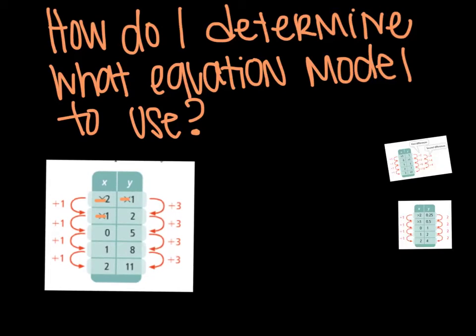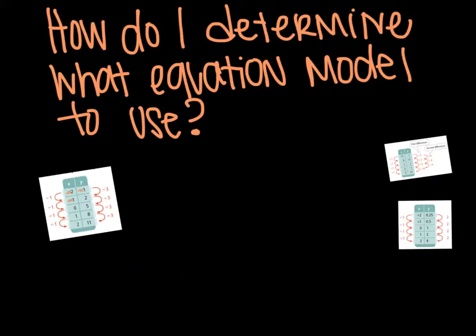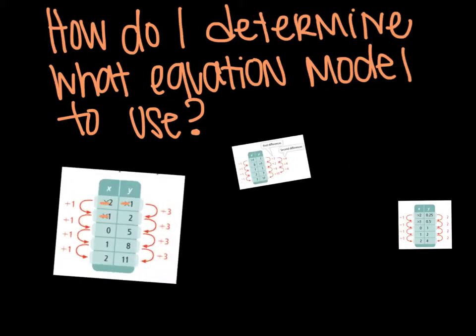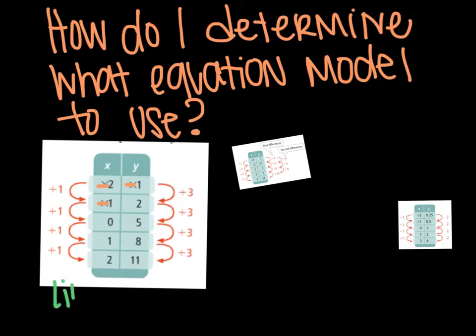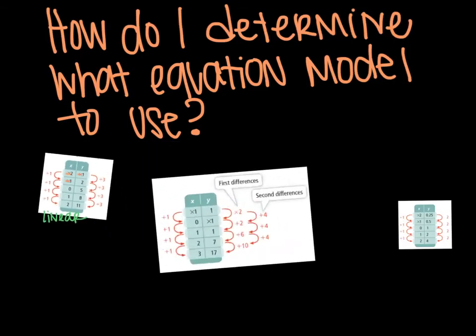But here we can see that X is adding by 1 every time as we go, and then Y is adding by 3 every time. That is a common difference. The Y values have a common difference of 3, so this would be a linear model. Next one, I guess I should probably write linear on here. Linear for that one. Alright, the next one.